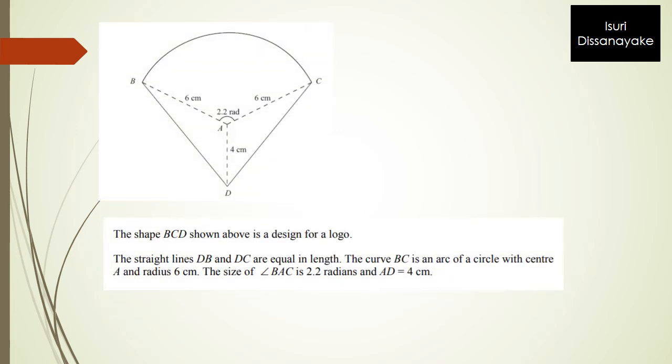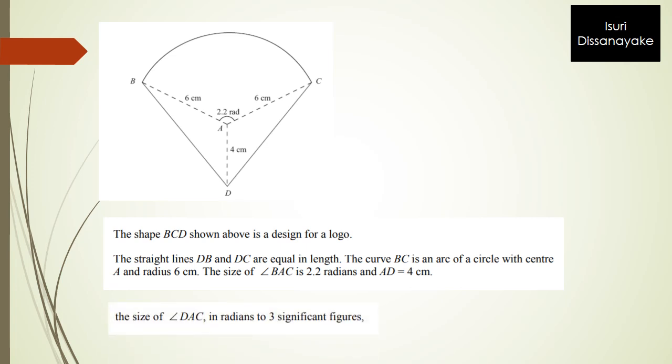The shape BCD shown above is a design for a logo. The straight lines DB and DC are equal in length. The curve BC is an arc of a circle with center A and radius 6 centimeters. The size of angle BAC is 2.2 radians and AD is 4 centimeters.